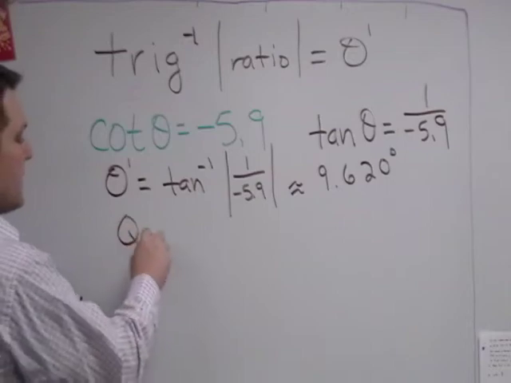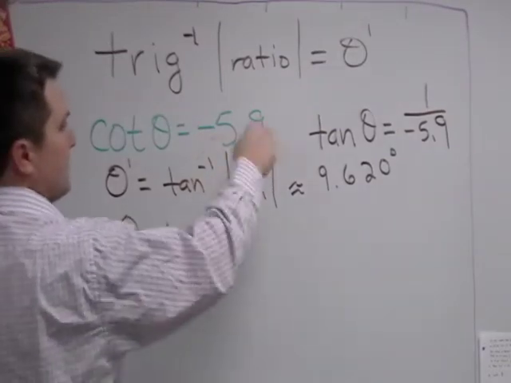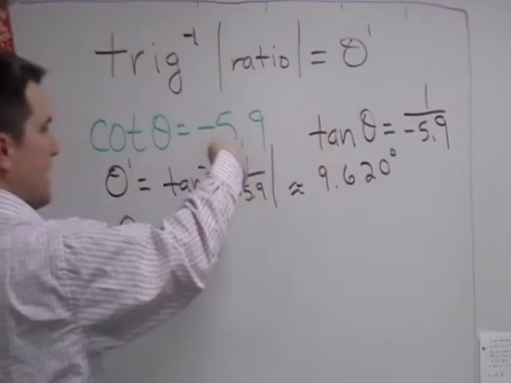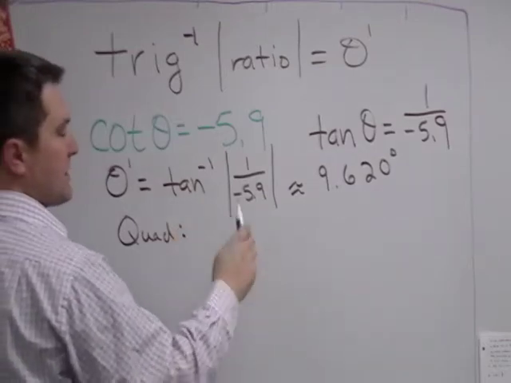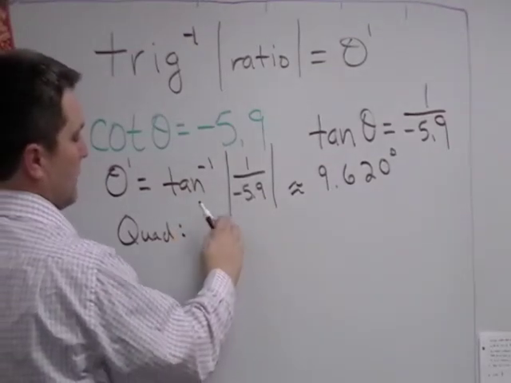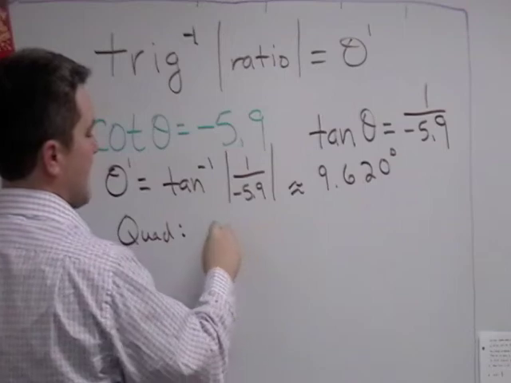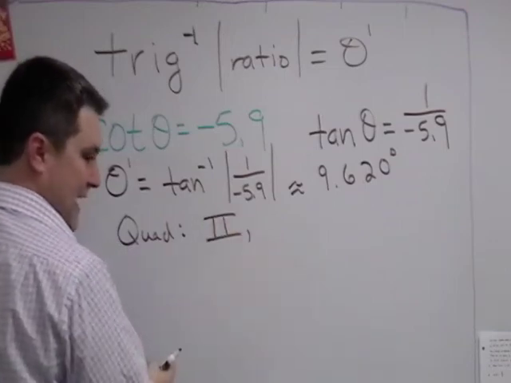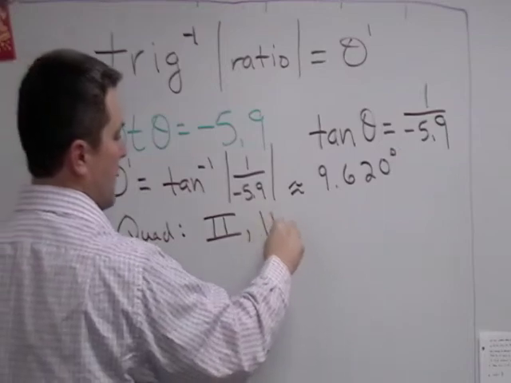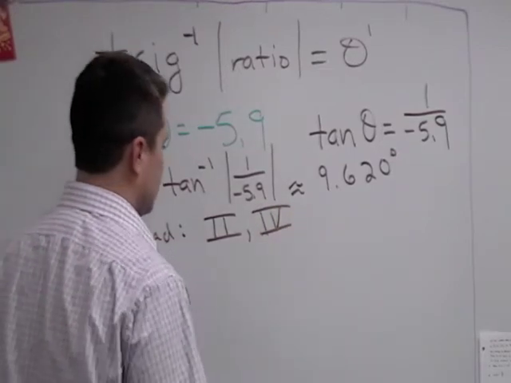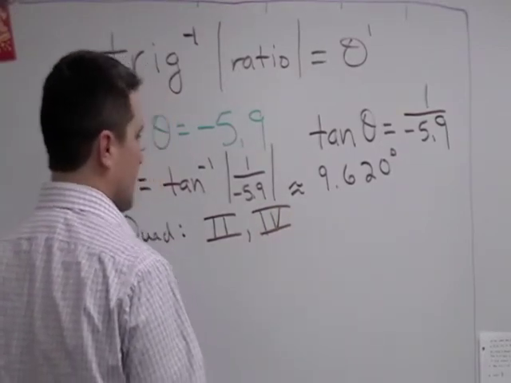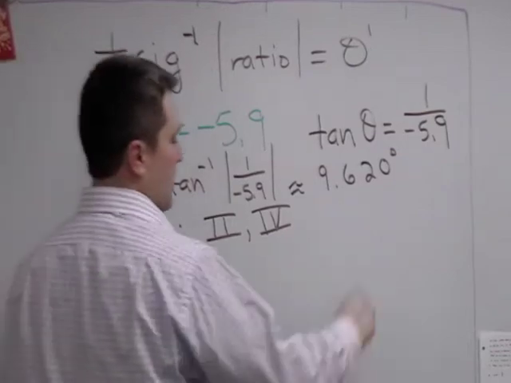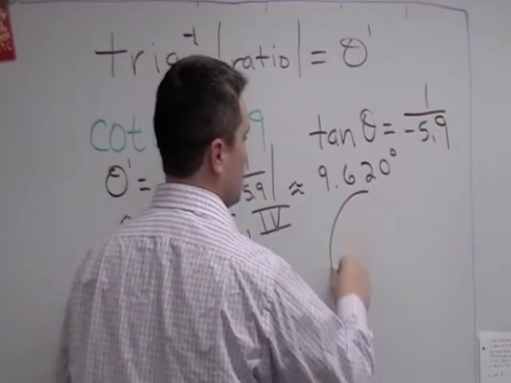Now, quadrants for tangent to be negative. Tangent is negative, so cotangent's negative. Tangent is not negative in the first quadrant because they're all positive. It is negative in the second. It's not negative in the third because that's where we take. And in the fourth, it is negative. Okay? So, go ahead and draw your circle.